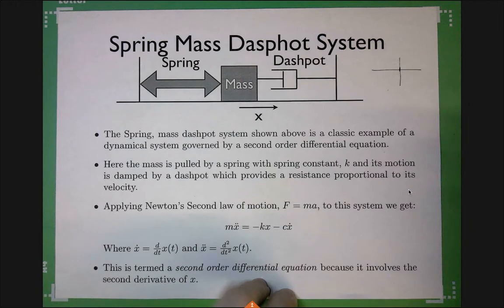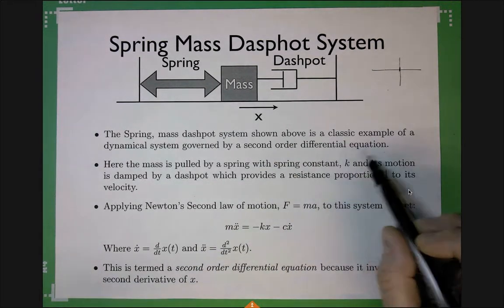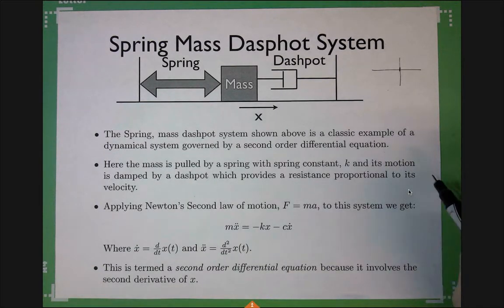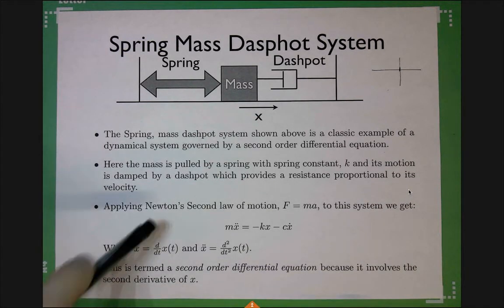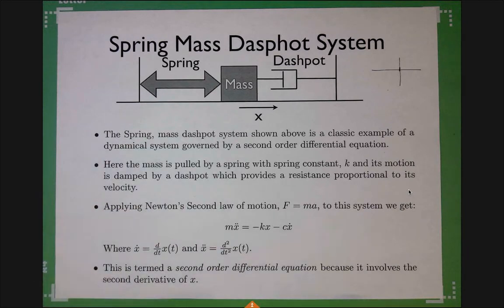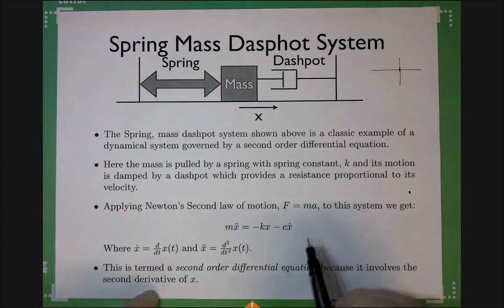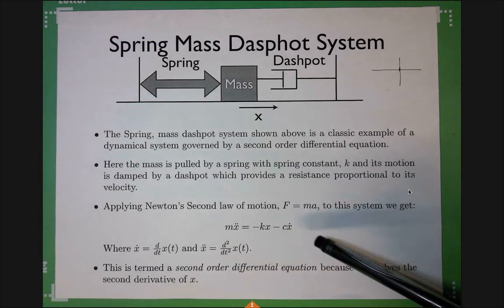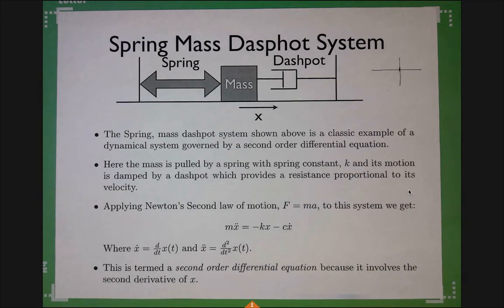It's a classical example of a dynamic system governed by a second order differential equation, and I'll explain in a second how we deal with second order differential equations. Why do we need second order? Because nature is essentially second order. That's Newton's second law, which relates forces and accelerations.